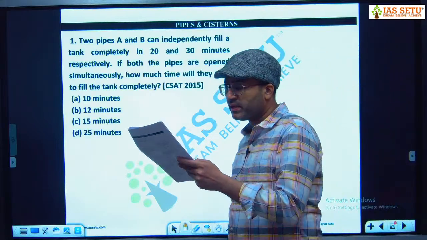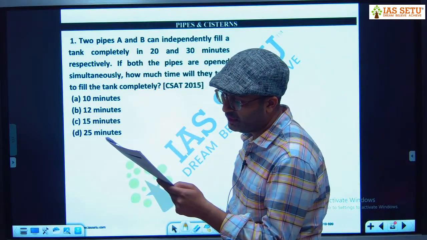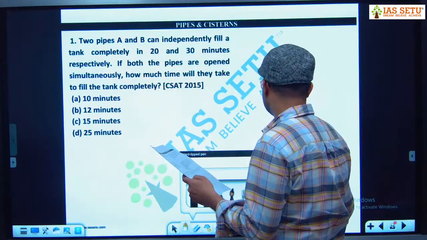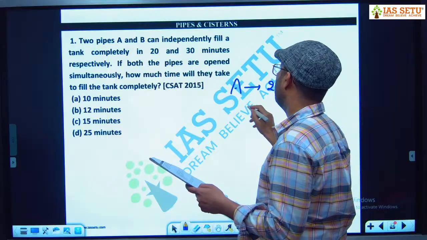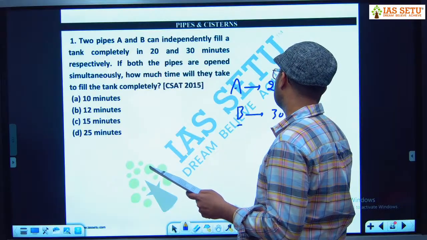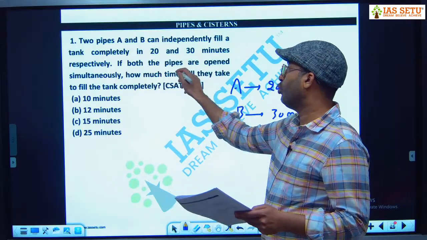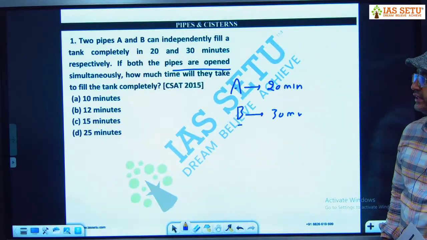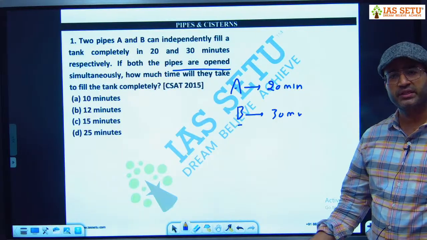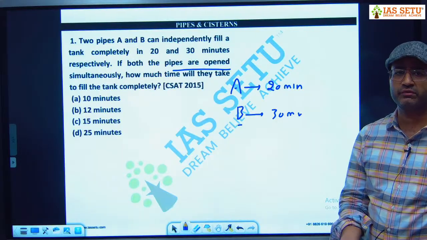Two pipes A and B can independently fill a tank completely in 20 minutes and 30 minutes respectively. A can fill the tank in 20 minutes. B can fill the same tank in 30 minutes. If both the pipes are opened simultaneously, how much time will they take to fill the tank completely? Simple. I think we have discussed the same question in the class.